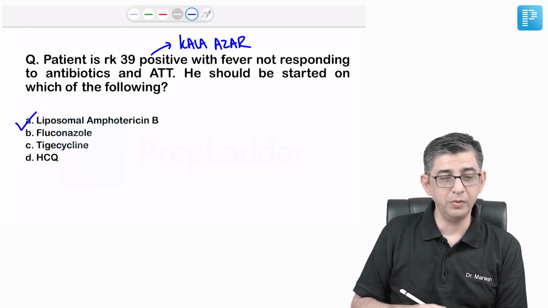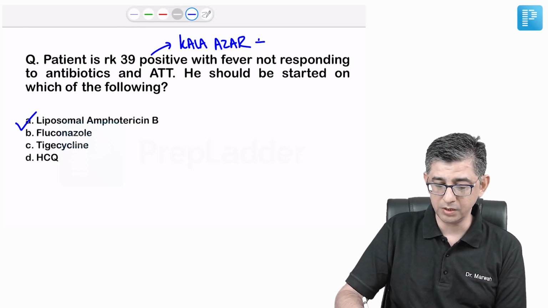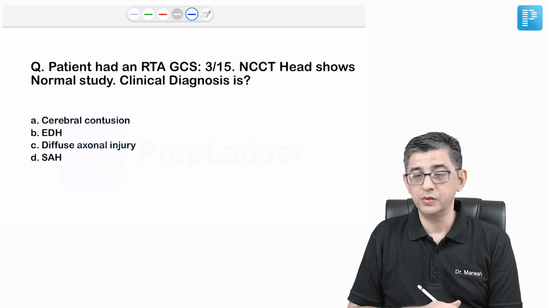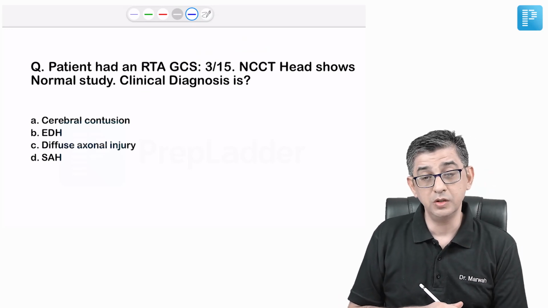So that would be liposomal amphotericin B. Considering Kala-Azar, the drug of choice is LAM. The next question said patient had a RTA, GCS is 3 on 15.